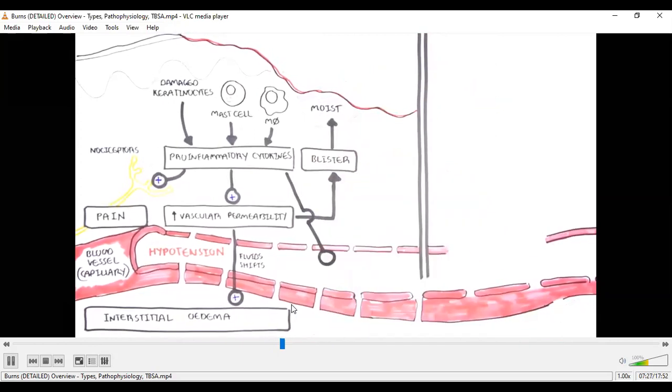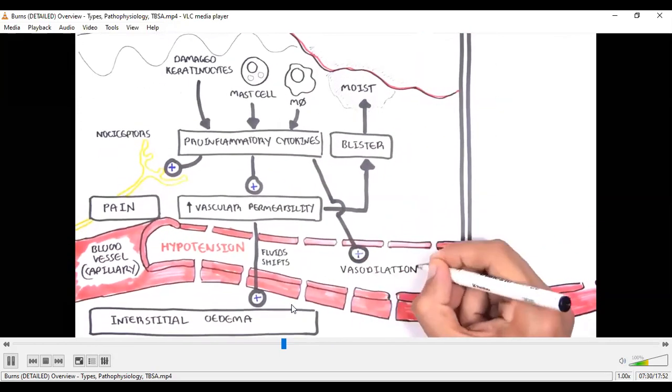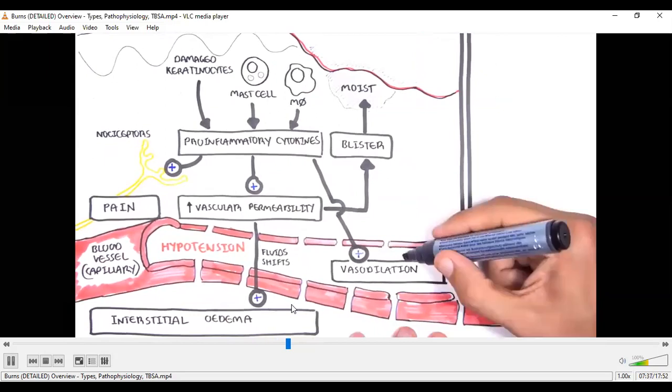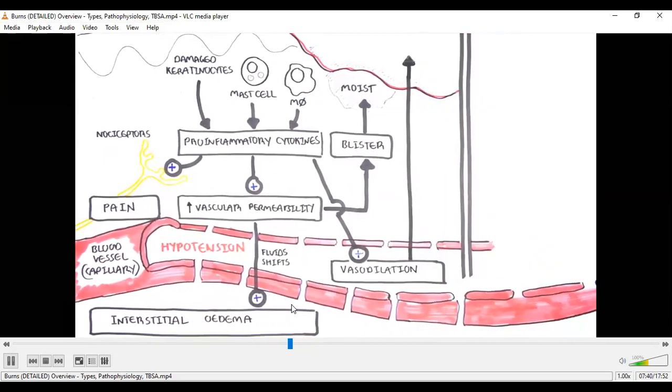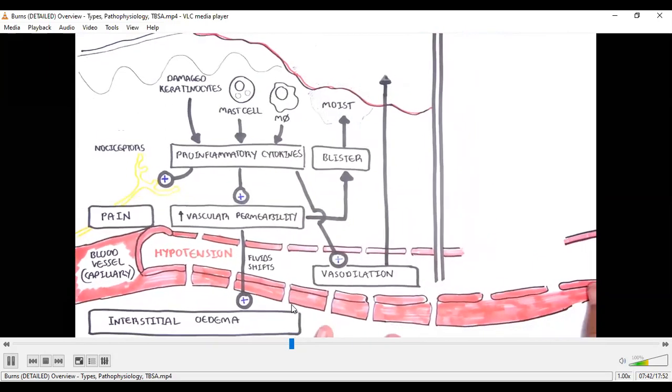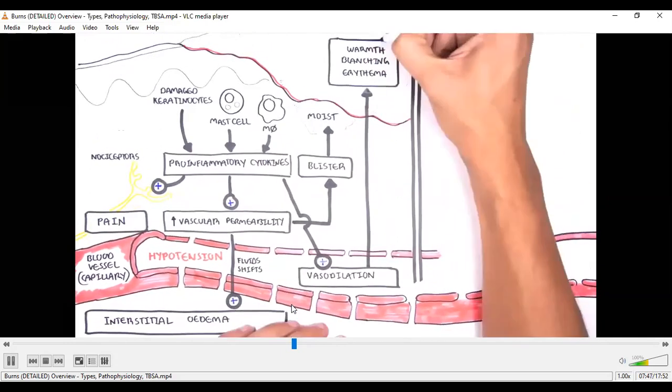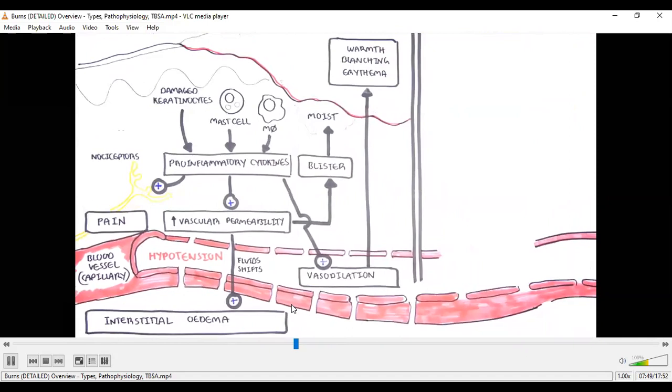The cytokines secreted by the cells above will also cause concurrent vasodilation, causing further hypotension in severe cases. The vasodilation contributes to the warmth in the area, as well as causing blanching of the skin and erythema. Blanching means that when you press on the burnt skin surface, blood will quickly fill it up because of the increase in blood flow to the area. The blanching skin is a feature of superficial burns.